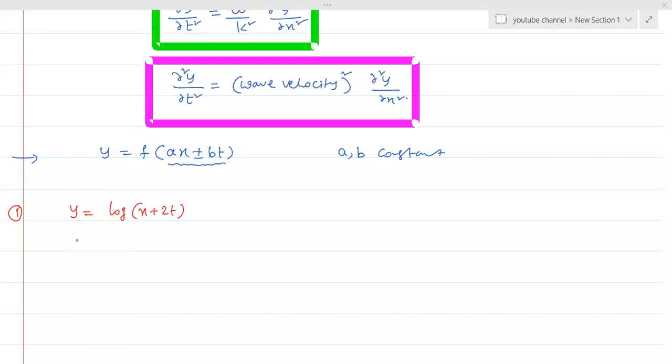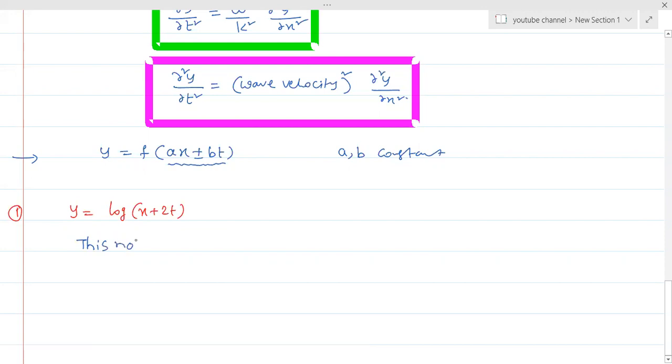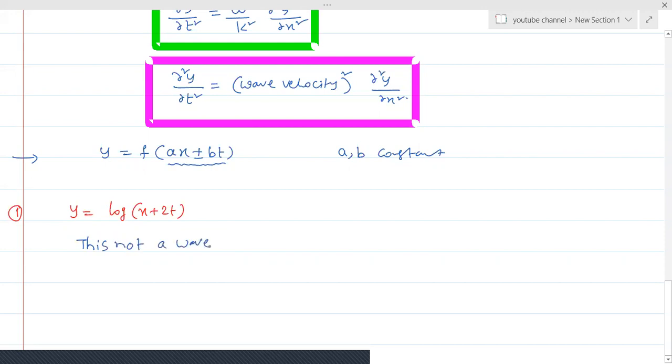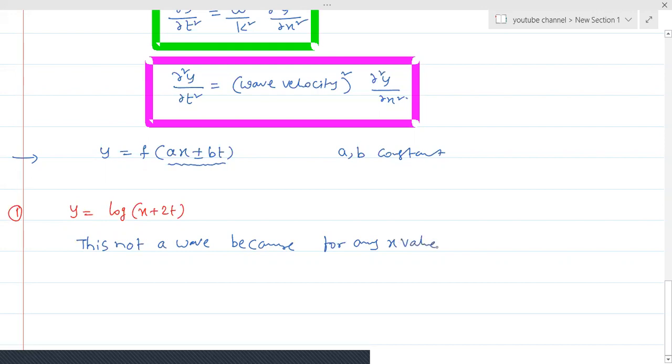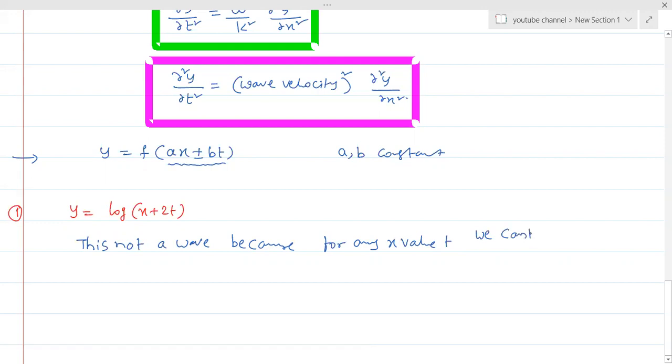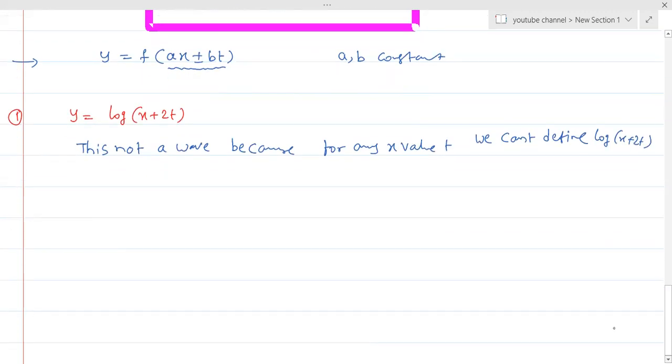So this is not a wave, simply because for any value of x and t, we are unable to define the log of (x plus 2t). So we are unable to define it for all values. So that is not a wave.